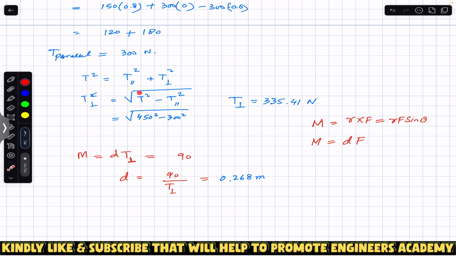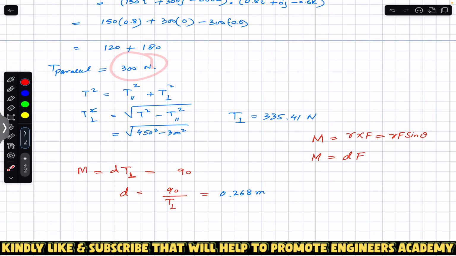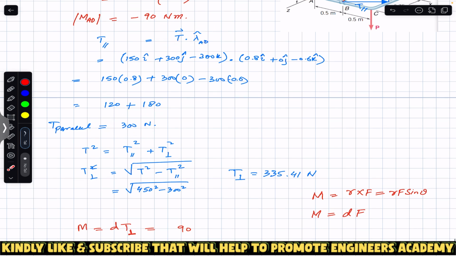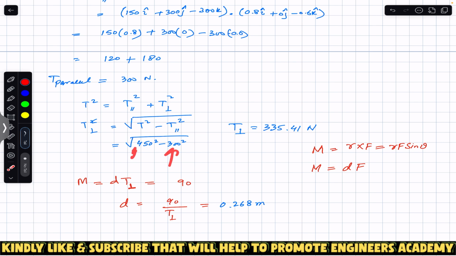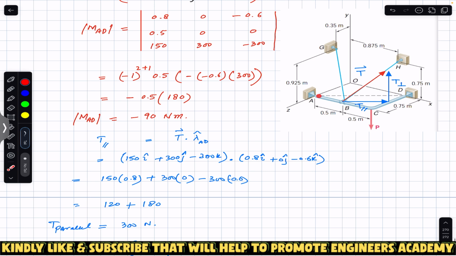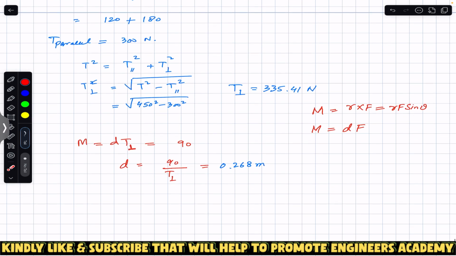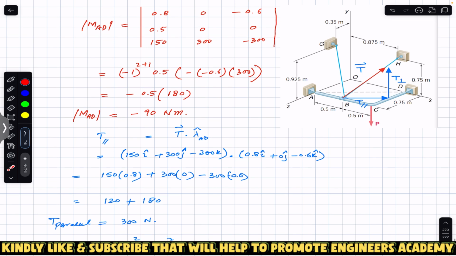Now we know the magnitude of that tension T, which is 450, given in the problem statement. So 450 squared minus 300 squared, where 300 we have just determined by taking the dot product of T with the unit vector from A to D. Once we put these in, we get the magnitude of the component perpendicular to the AD line. So this is 335.41 Newton.